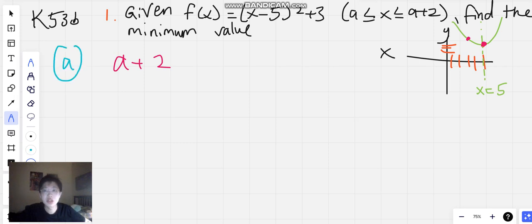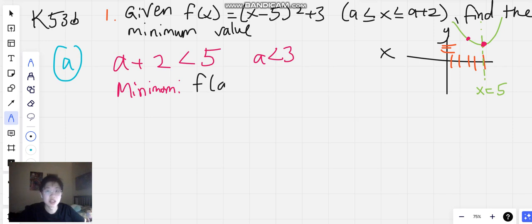As long as a plus 2, this right hand side of the interval, is not passing or not touching x equals 5, so that's the same as a is less than 3, then we know that the minimum is always going to be, we can generalize it and say it's going to be at f of a plus 2. And then f of a plus 2, we can just find by plugging in a plus 2 into x of the original equation.